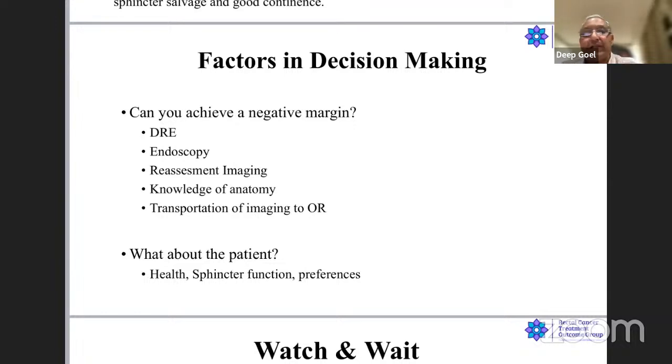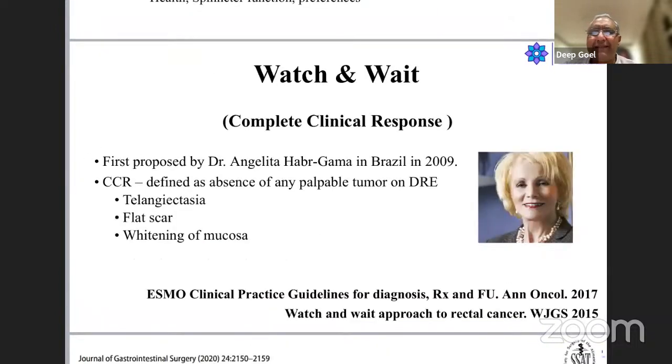Obviously, no patient would like to have a stoma, but once you tell them and guide them properly, you'll be surprised that some patients will choose to have a permanent stoma rather than having inadequate function. Watch and wait, we have already said, was popularized by Angelita Habr-Gama from Brazil, and it is now becoming more and more popular in selected patients.